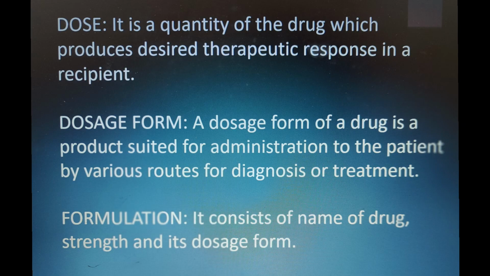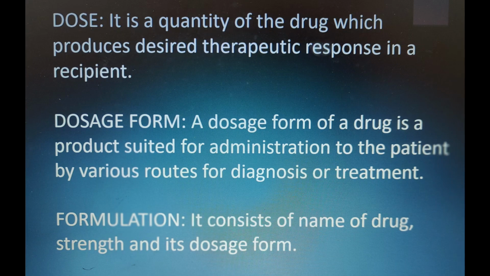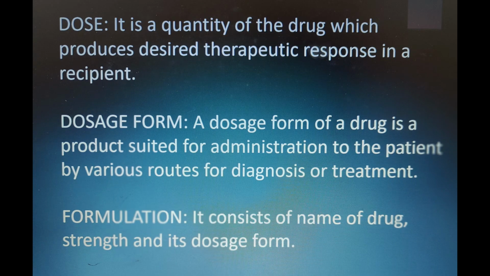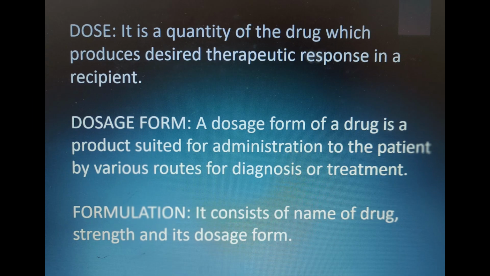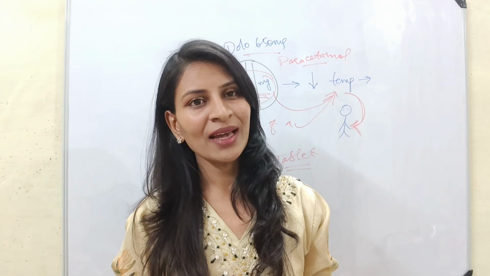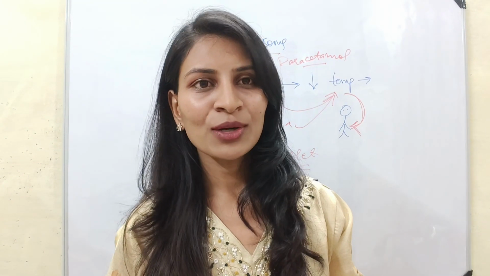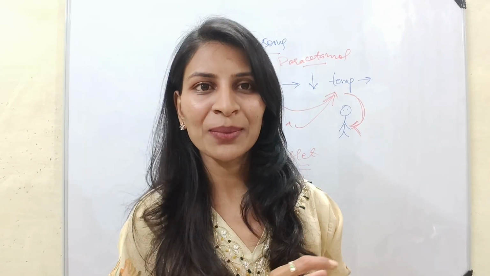Now let's learn about three main definitions. First one is dose. It is the quantity of drug which produces the desired therapeutic response in a recipient. Dosage form is nothing but the product suited for administration to the patient by various routes. Formulation is like a recipe of a drug which contains the name of the drug, strength and its dosage form.